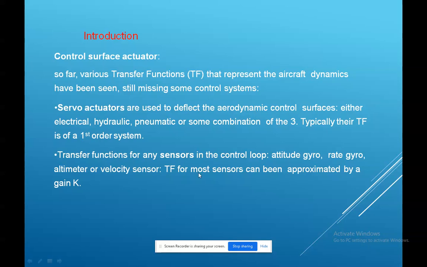So there are transfer functions for any sensor in the control loop: attitude gyro, rate gyro, altimeter, or velocity sensor. The transfer function determines the sensor's behavior. Any sensors used for controlling the loop will have a transfer function with a gain.